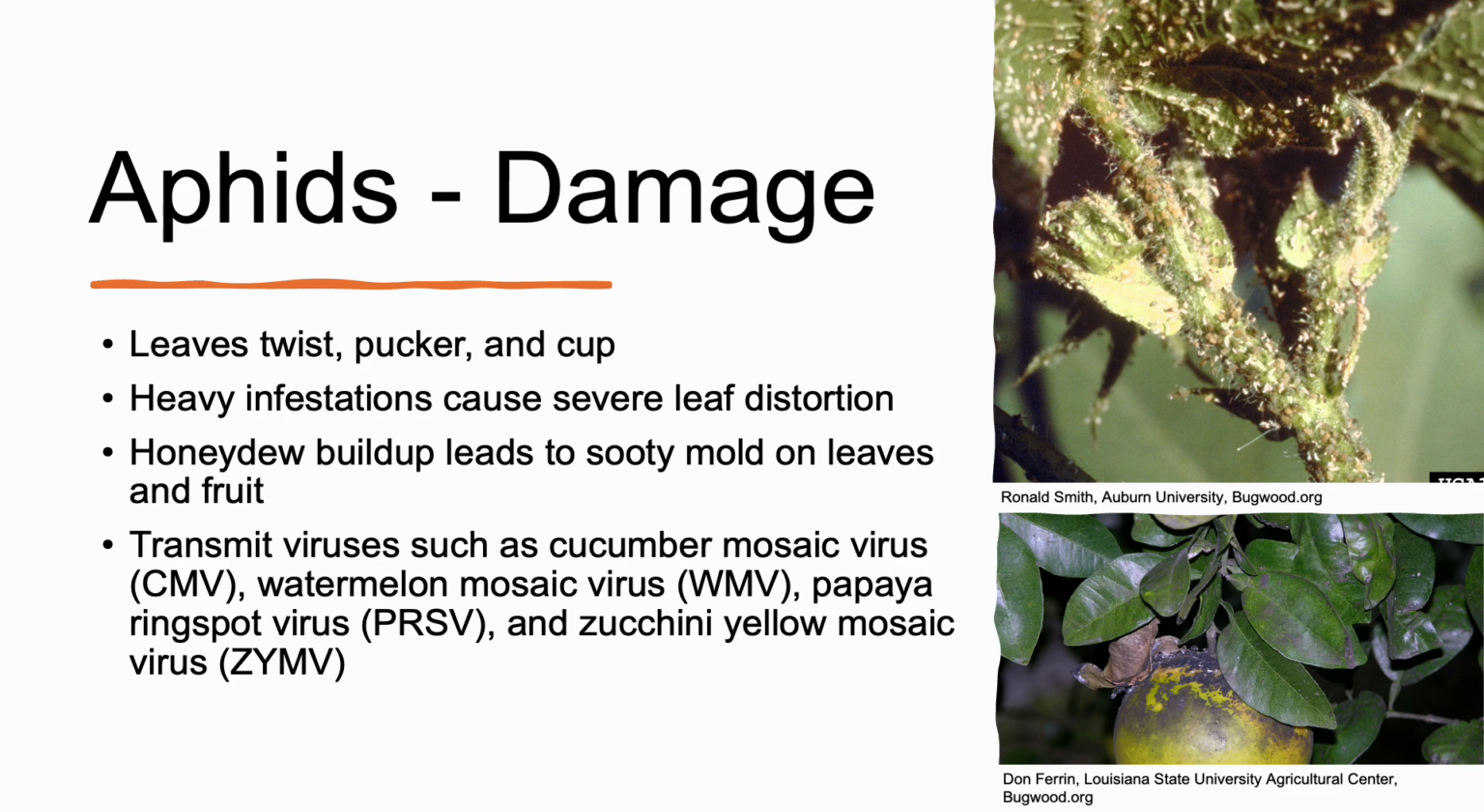Most importantly, melon aphids can transmit several damaging viruses, including cucumber mosaic virus, watermelon mosaic virus, papaya ring spot virus, and zucchini yellow mosaic virus.